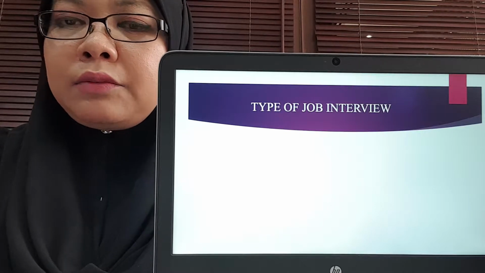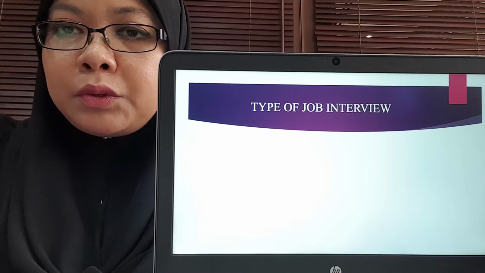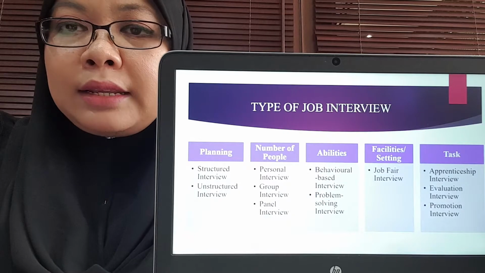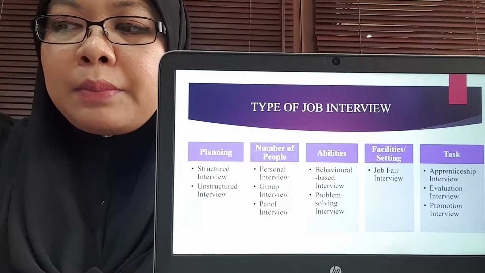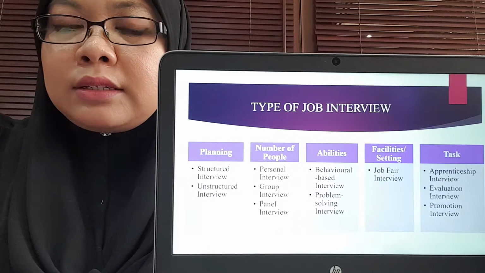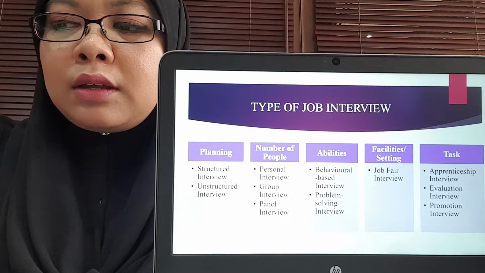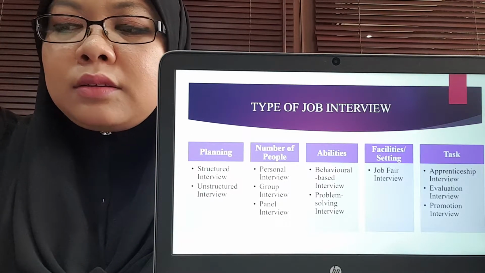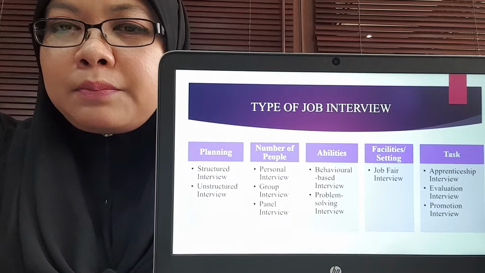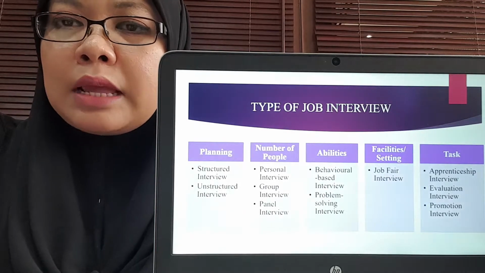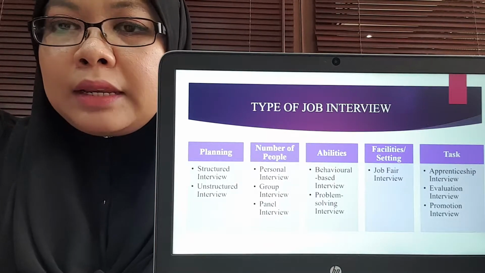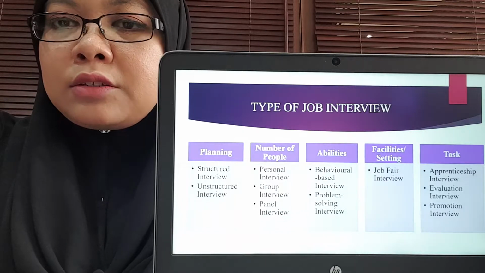Type of interview. There are 5 types of interview, such as planning, number of people, abilities, facilities, and tasks. These are the 5 aspects or factors that will influence the type of interview. And for planning, there are 2, which are structured and unstructured.